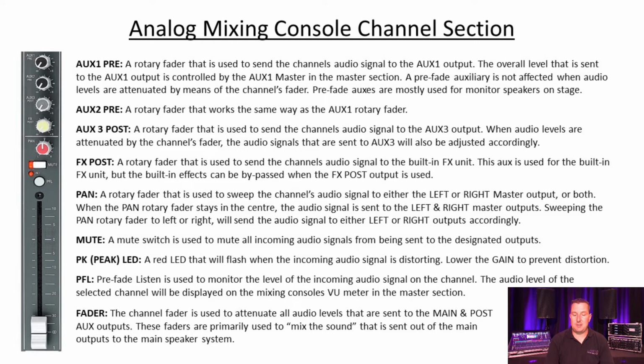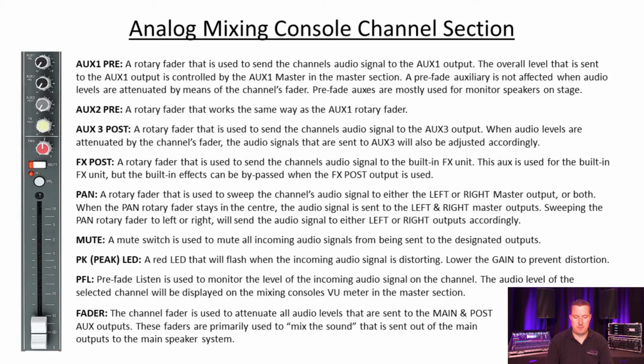The PK, or peak LED, is a red LED that will flash when the incoming audio signal is distorting. This means that you need to lower the gain to prevent the distortion. The PFL button is a pre-fade listen button that is used to monitor the levels of the incoming audio signals on that channel. The audio level of the selected channel will be displayed on the mixing console's VU meter in the master section.